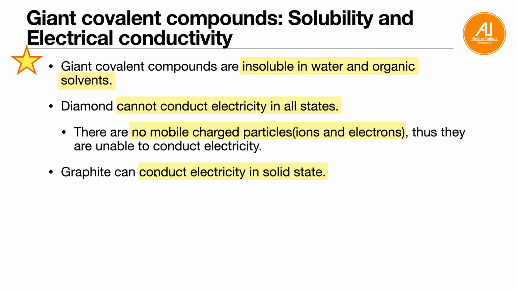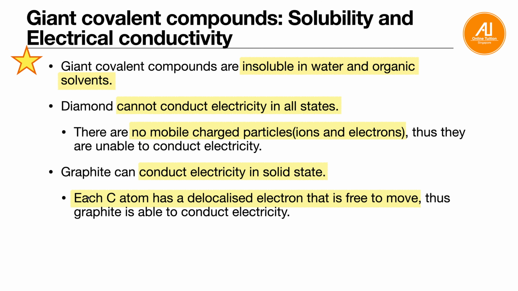Thus they are unable to conduct electricity. But graphite can conduct electricity in solid state, just like metals. Okay, why? Because each carbon atom has a delocalized electron that is free to move. So if you remember the structure, carbon has 4 valence electrons, but you only use 3 for bonding. So there's 1 delocalized electron. Thus, graphite is able to conduct electricity. Okay, so take note of this.